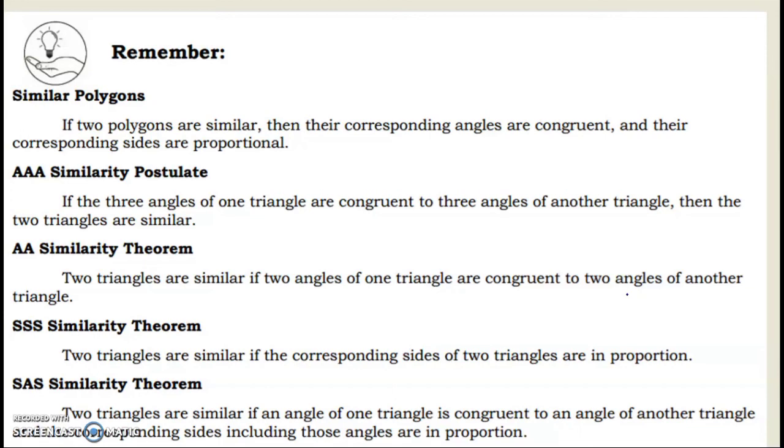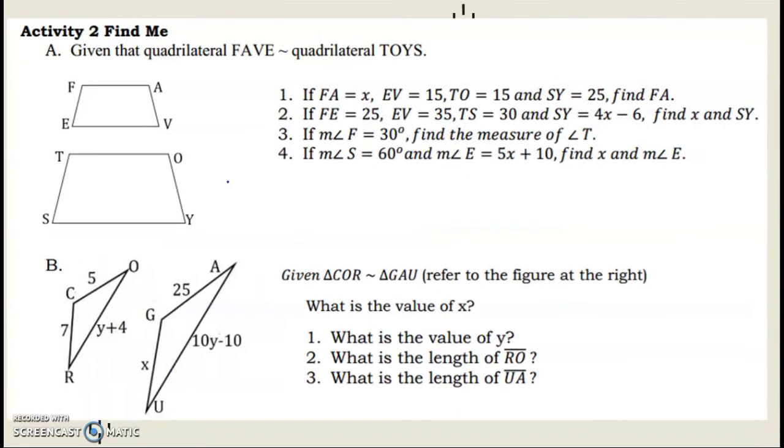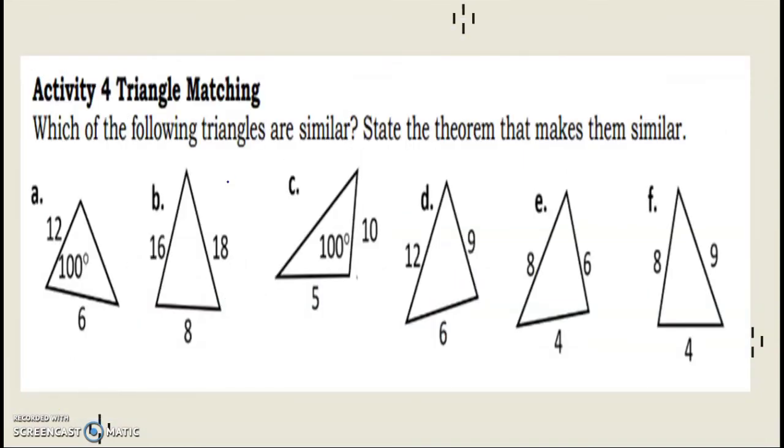So that's it. So meron na lang kayong gagawin sa module niyo for this week. So ang sasagutan nyo is ito. You just have to identify kung similar ba or not. And then identify the scale factor. And yung similarity theorem na illustrated. 4 lang naman yun: AAA, AA, SSS, SAS. So yun. Okay? Then activity number 2, ito. And last is yung activity number 4. Which of the following triangles are similar? So ganun lang. Okay? So hopefully, may natutunan kayo. Maraming salamat!